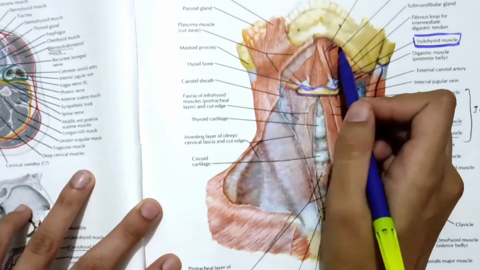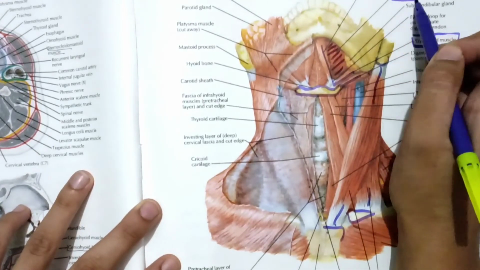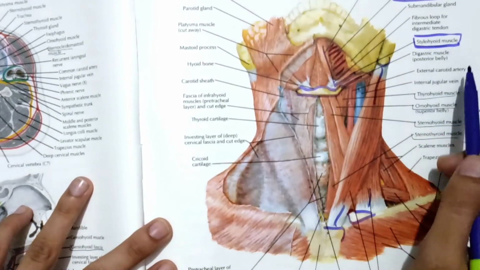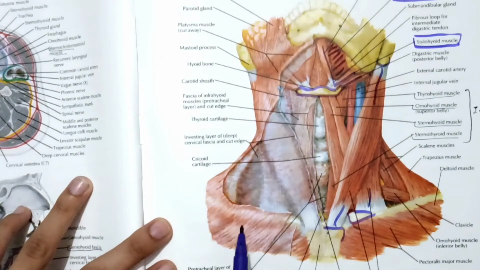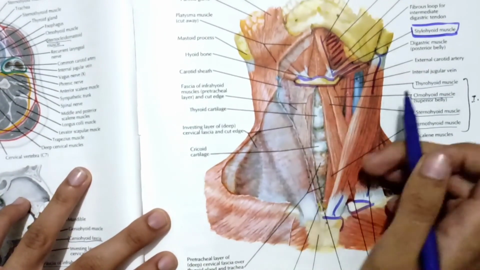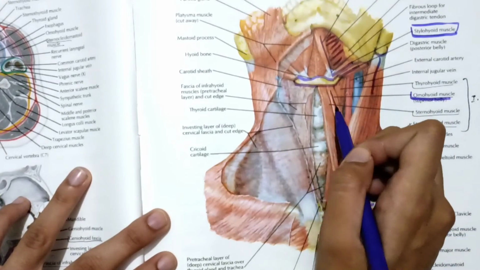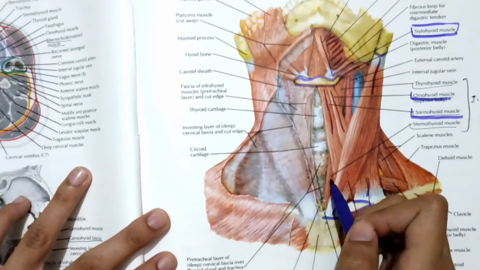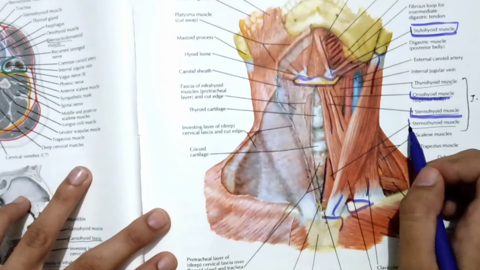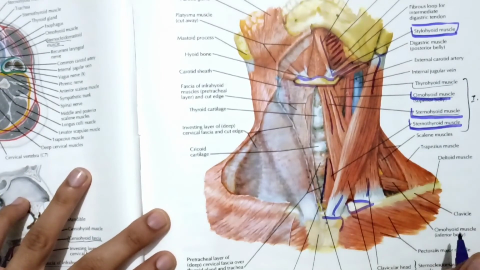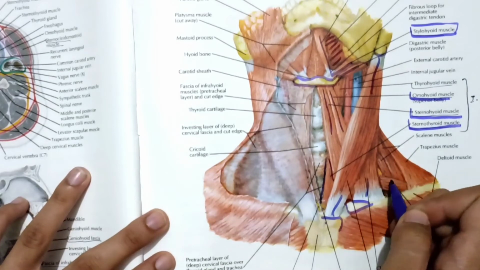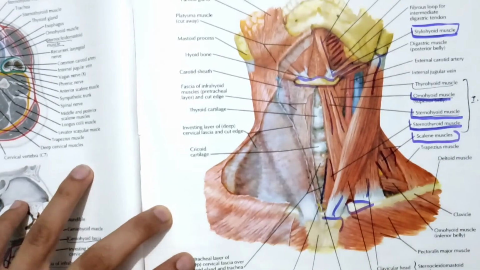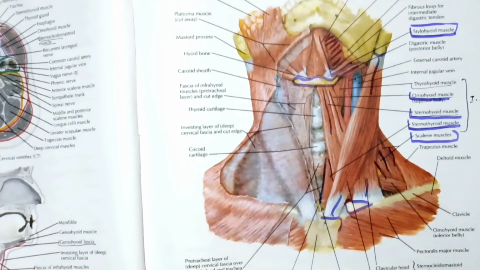Then in the base here you have this mylohyoid muscle. So these are the three suprahyoid muscles, and infrahyoid you have the omohyoid muscle. This one is the omohyoid muscle. Then this is the sternohyoid muscle. Then you have this sternothyroid muscle here, and deep muscles are not clearly shown in this diagram. Some part is shown here, splenic muscles. So this is all about the muscles.